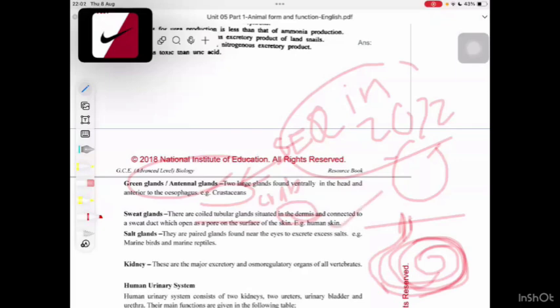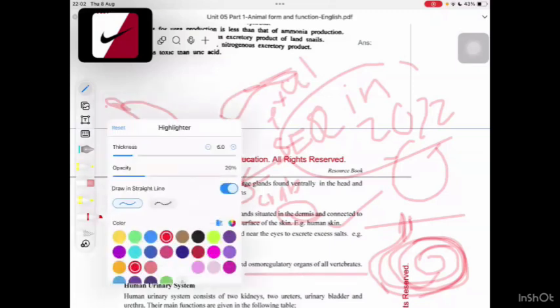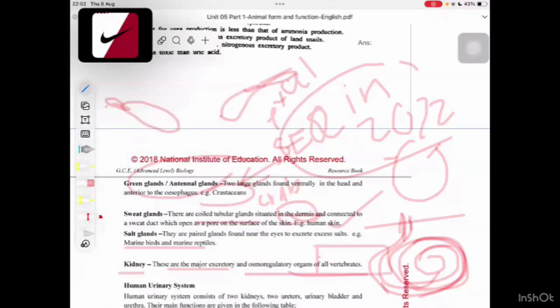Salt glands. They are paired glands found near the eyes to excrete excess salts. Example, marine birds. That means if you have seen these marine birds like gulls, they have these different eyes, right? In the edge of the eye, you can see there are salt glands. Salts are collected and they excrete excess salts, right? The examples are marine birds and marine reptiles, right? Kidney. These are the major excretory and osmoregulatory organs. Highlight this part of all vertebrates.